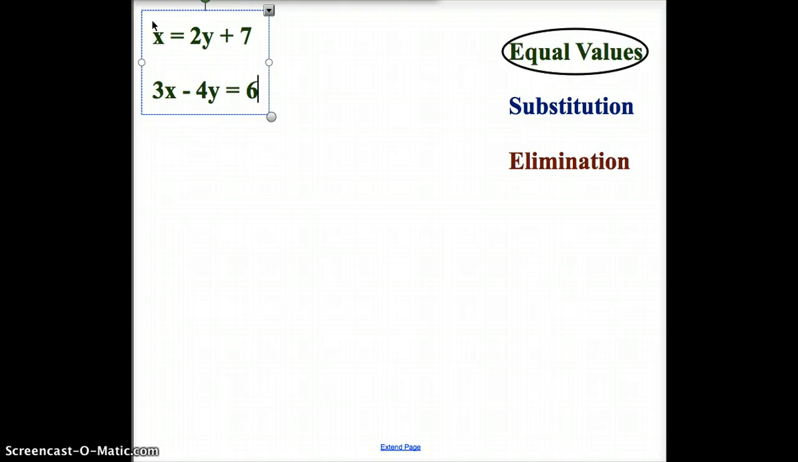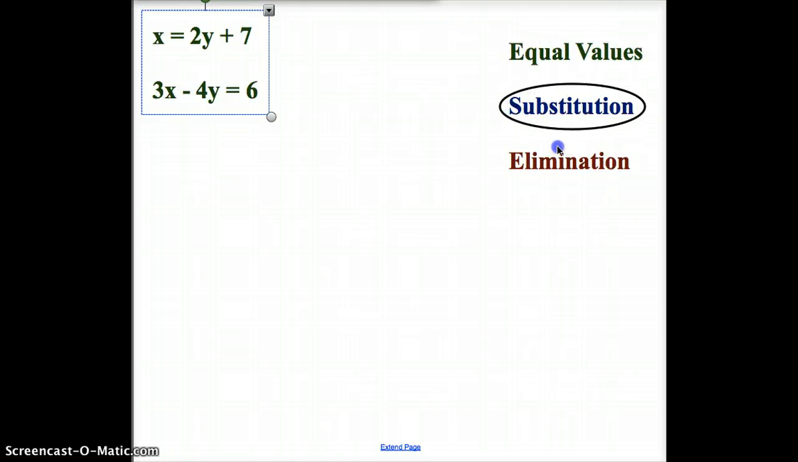If we have a problem that says something like x equals 2y plus 7, and we've got another one that says 3x minus 4y equals 6, what would be the best method for this? Well, in this case, anytime you have a single variable all by itself, in this case x, in my opinion, it is always best to plug in and use substitution.